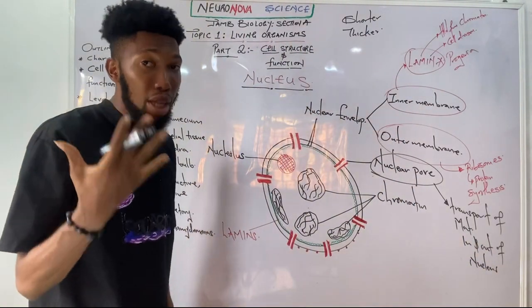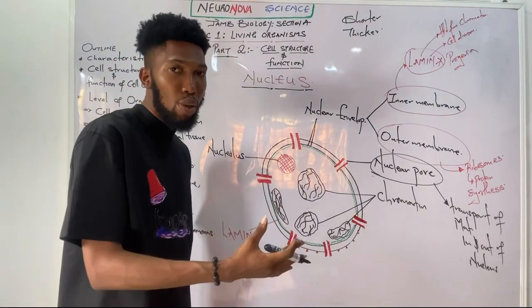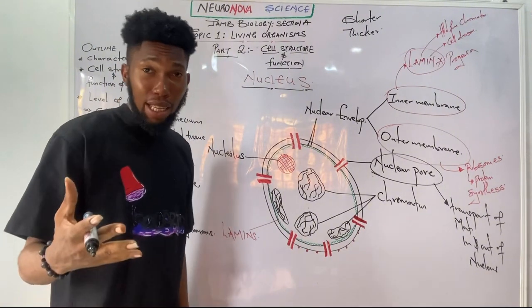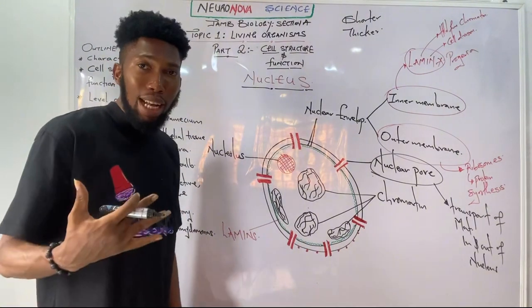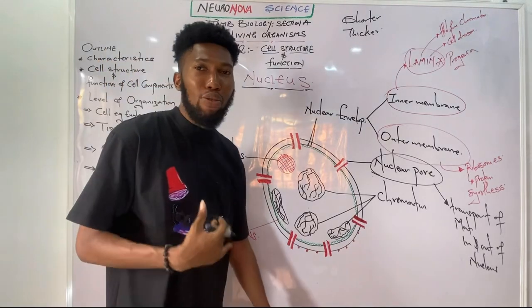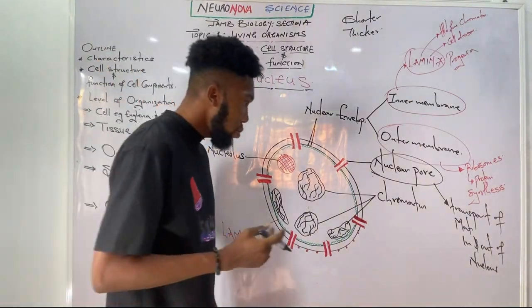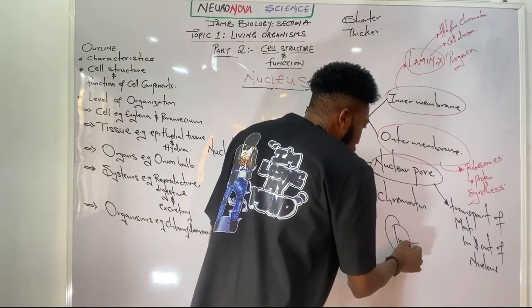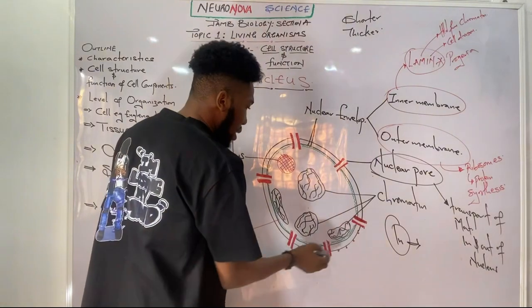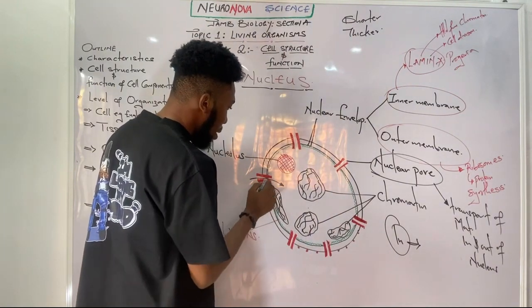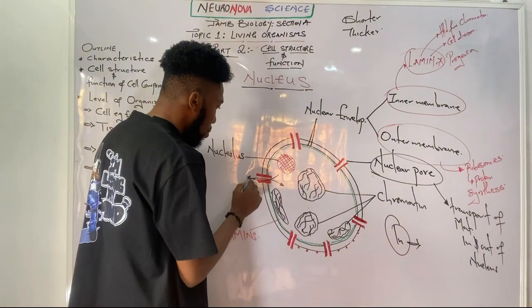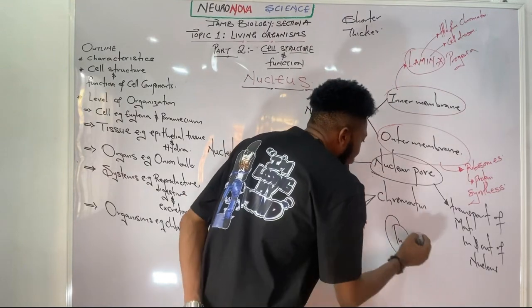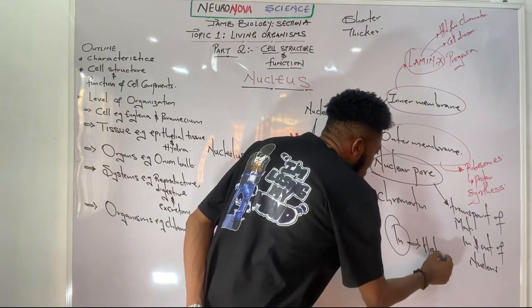So that means there are some materials that need to leave the nucleus, and there are some materials that need to come into the nucleus. Examples of material, because JAMB has asked that question before: which of the following materials are transported out of the nucleus? Which of the following materials are transported into the nucleus? So some of the materials that can go in, you have the histone.